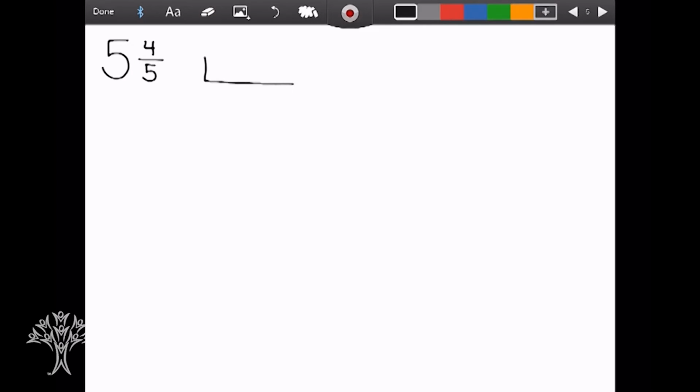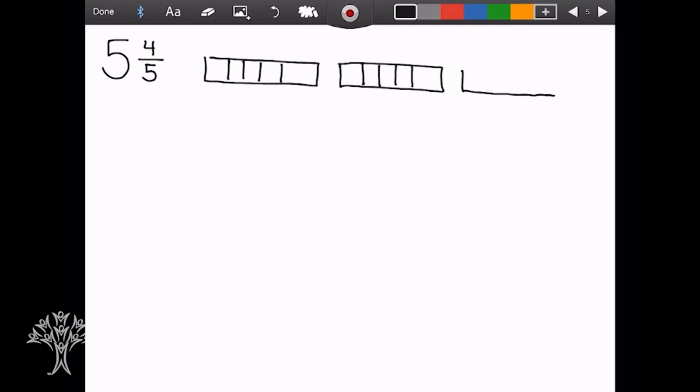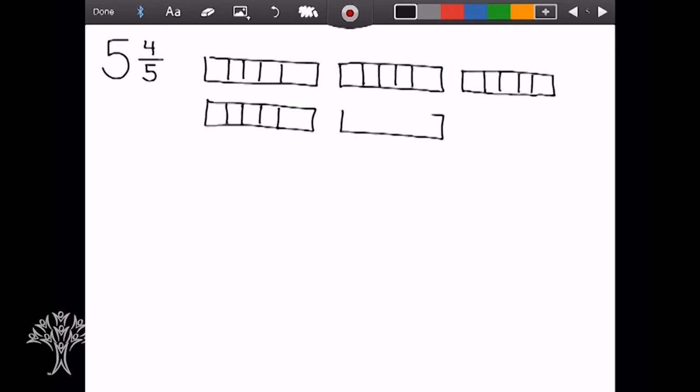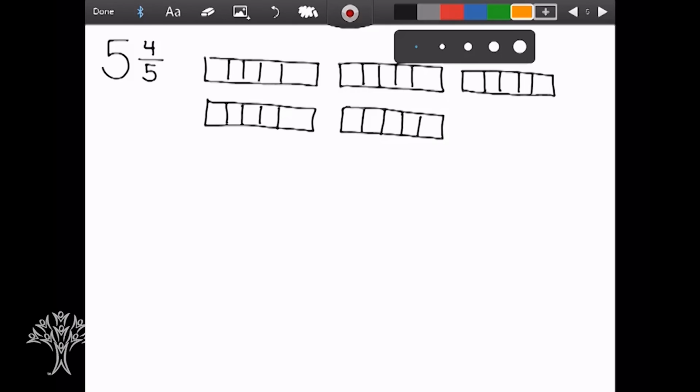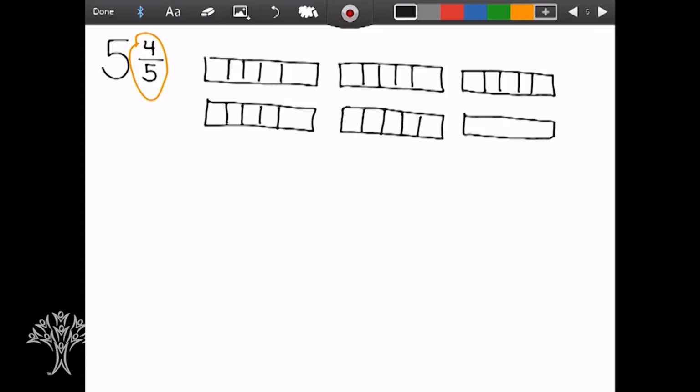So we've got fifths that we're talking about because there's 5 and 4/5. That denominator is fifths. And I know I have 5 whole units because of that whole number of 5. So I'm going to draw 5 whole units, breaking them up into fifths. But I know I have some more because we're talking about this 4/5 right here. So I need to draw another bar. And there's 4 in there.